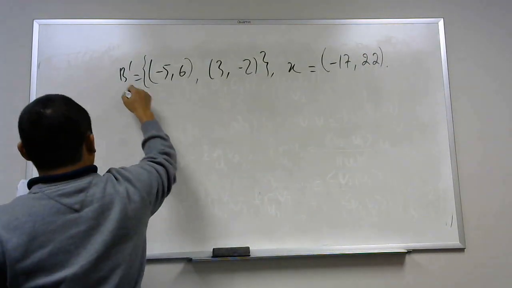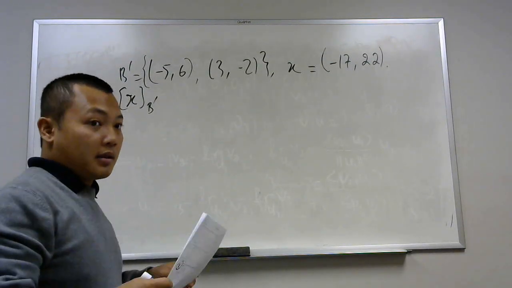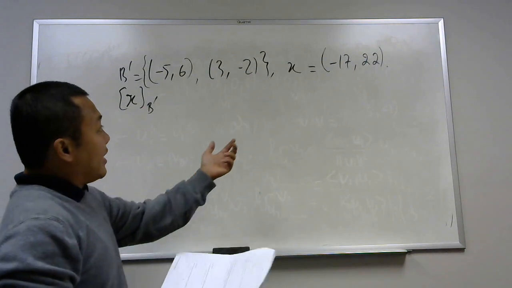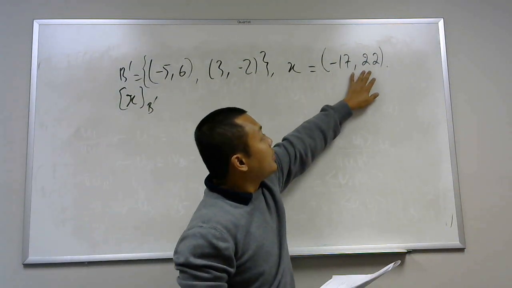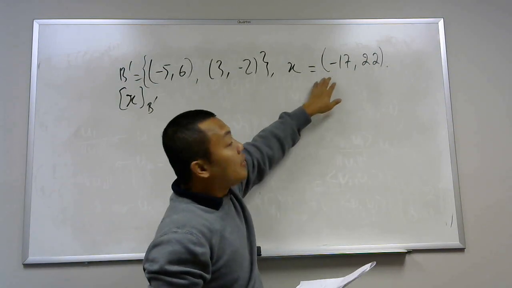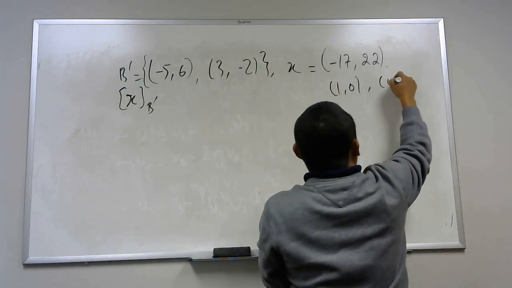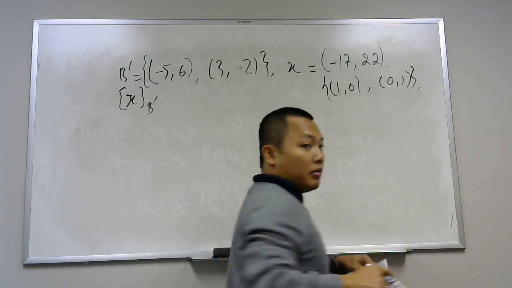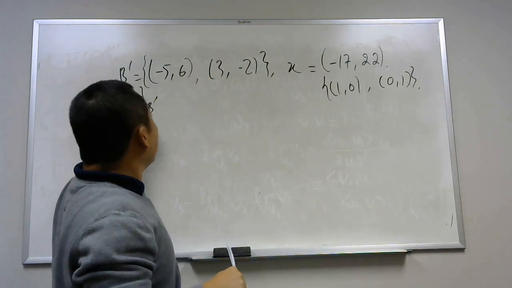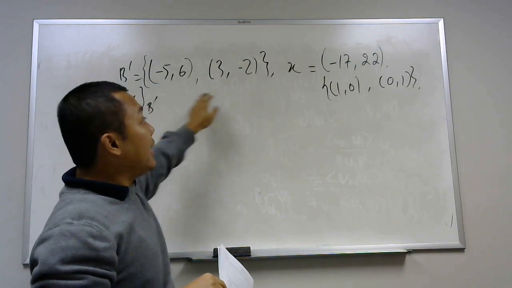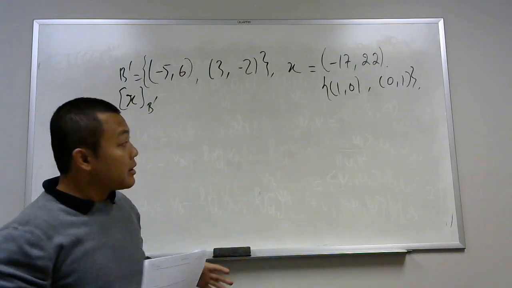They ask us to find x in B prime. So what does it mean? Let's say these coordinates, x equal to (-17, 22), are the coordinates of x with respect to the standard basis, which is (1, 0) and (0, 1). Now we go from the standard basis to the new basis, and we need to find the coordinates of this vector in the new basis. So basically, we need to find the transition matrix.